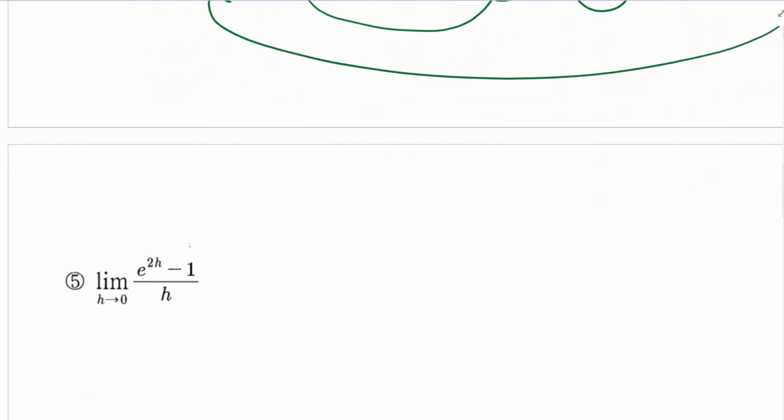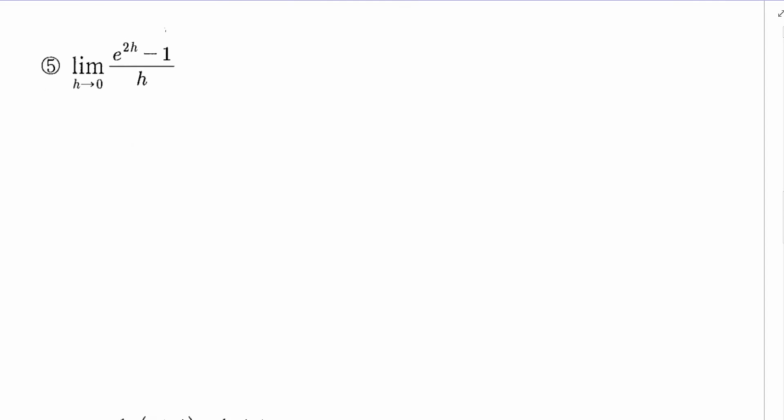Okay, let's move on to the next one, question number 5. And once again, if you plug in 0 for h at the beginning, you would get 1 minus 1 over 0, which is the same thing as 0 over 0. So this means you can use L'Hopital's rule because you have 0 over 0. All right, let's go ahead and take the derivative now.